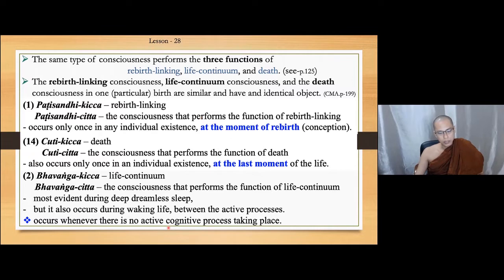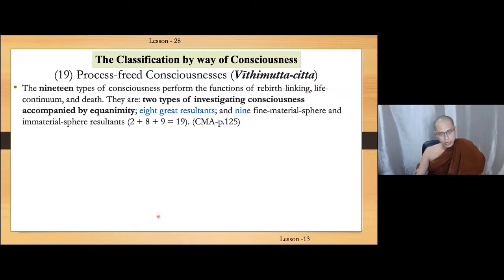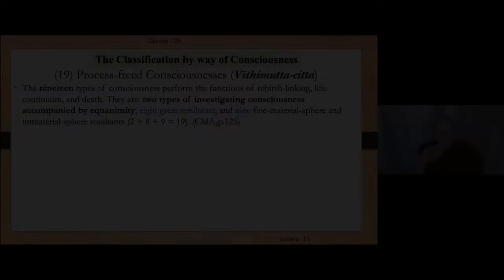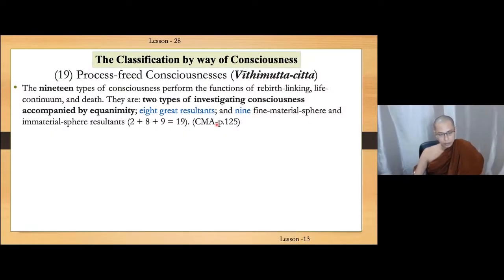So it continuously arises if there's no cognitive process. That is called Bhavanga. So before the cognitive process, there are the moments of Bhavanga, and after the cognitive process, the moment of Bhavanga. And if we identify the consciousness of Bhavanga, also including the Pradisandhi and Chuti, there are only 19 types. It's already mentioned in lesson 28 in chapter 3.